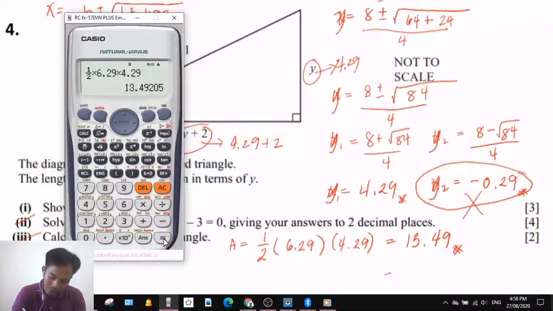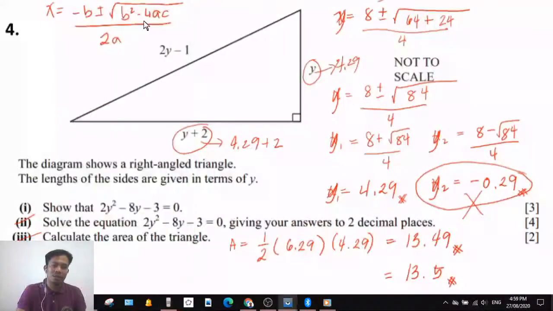Or you can write it to 3 significant figures. It's 13.5. This is in square units, of course. You have to write it as square units. If an examiner sees your answer as 13.5, then definitely that will be accepted. Now let's move on to the next question.